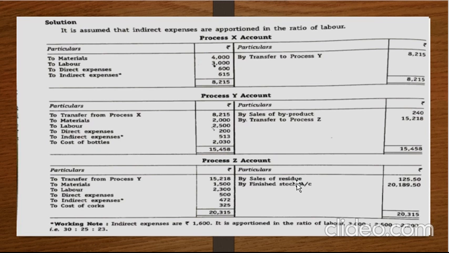Out of 20,315, you would minus your sale of residue, which is 125.5. So what is your balance to be transferred to your finished stock account? So the difference is 20,315 minus 125.50, which will give you 20,189.50. So this is your balancing amount, which will be transferred to your finished stock account. So this is how we are going to prepare your process account.